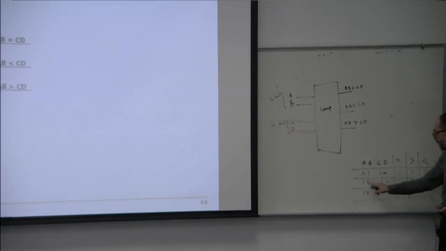Again, now we are comparing AB and CD. Assume the value of AB is 1 1 and CD is 1 1. Are they equal? Yes, so 1. Are they smaller? 0. Greater? 0. Again, AB is 1 0 and CD is 0 0, which is 2 and then 0. So AB is greater, not equal, so equal is 0, and then 1 and then 0. Got it?